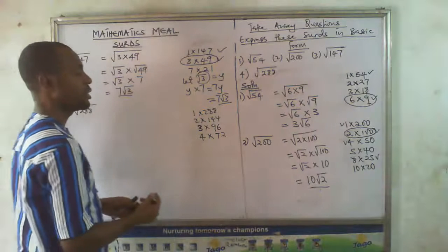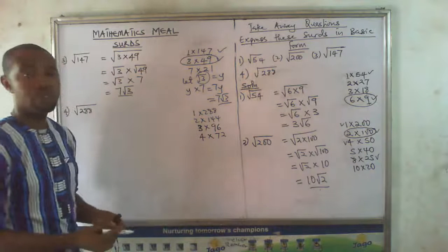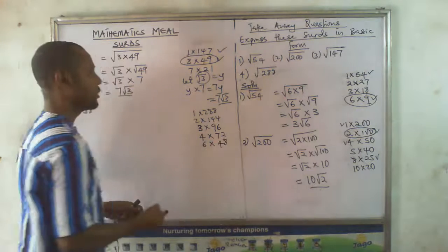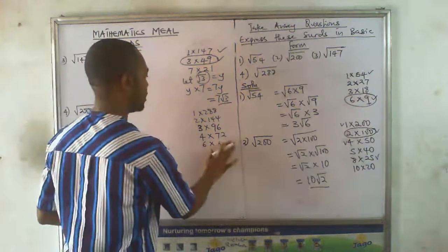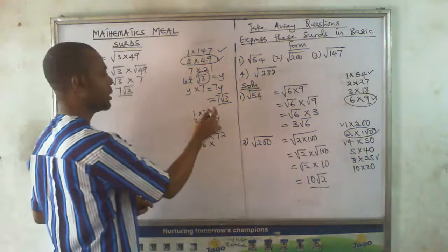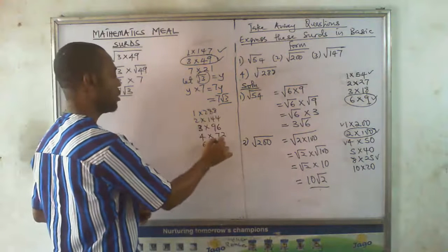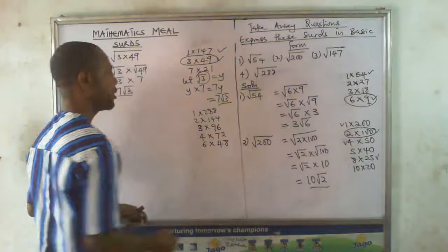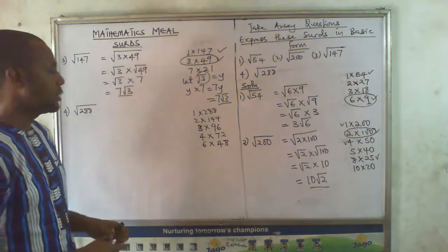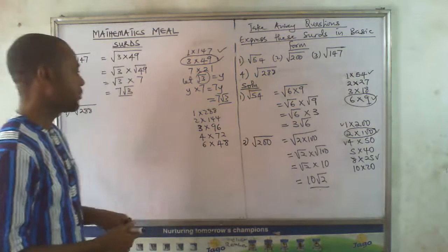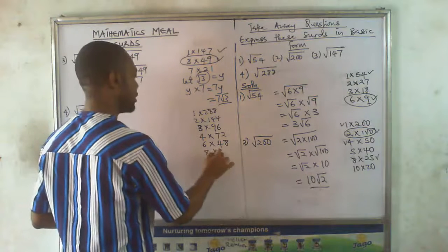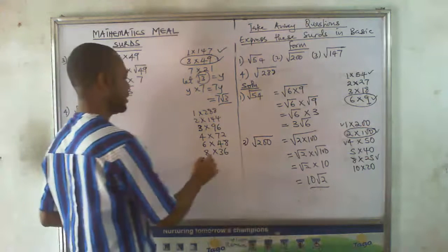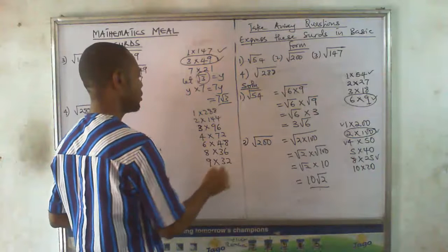Then 4 times 72 will give us that. 5 cannot go into that. Then I know that 6 times 48. Let's check. 6 here is 4, remaining 4. So 6 times 48. Yeah. 7 cannot divide that. 8 times 36. Then 9 times 32.